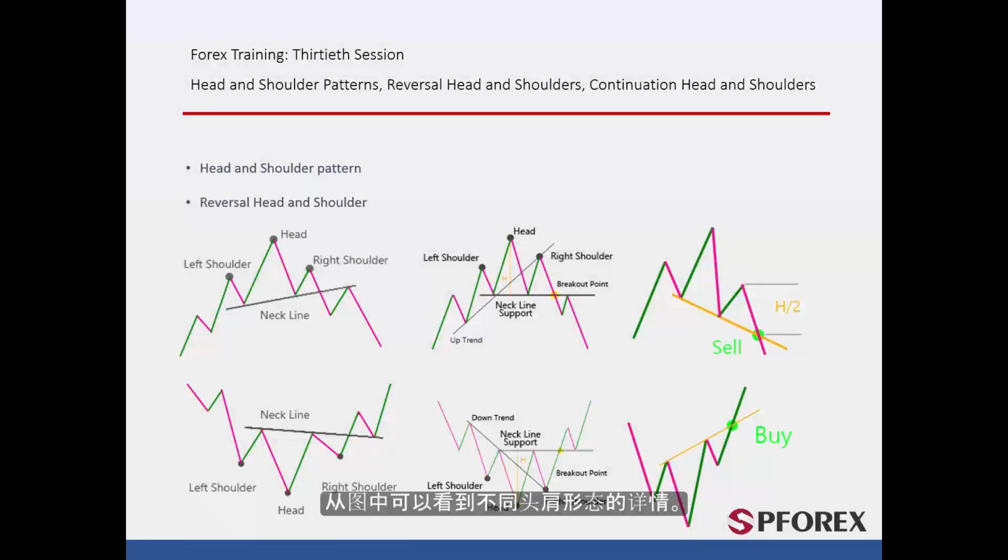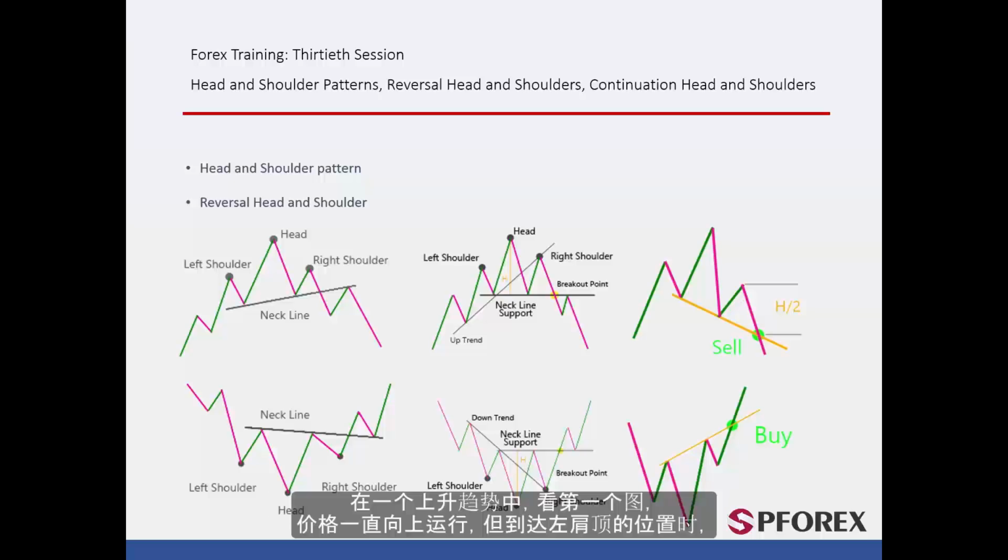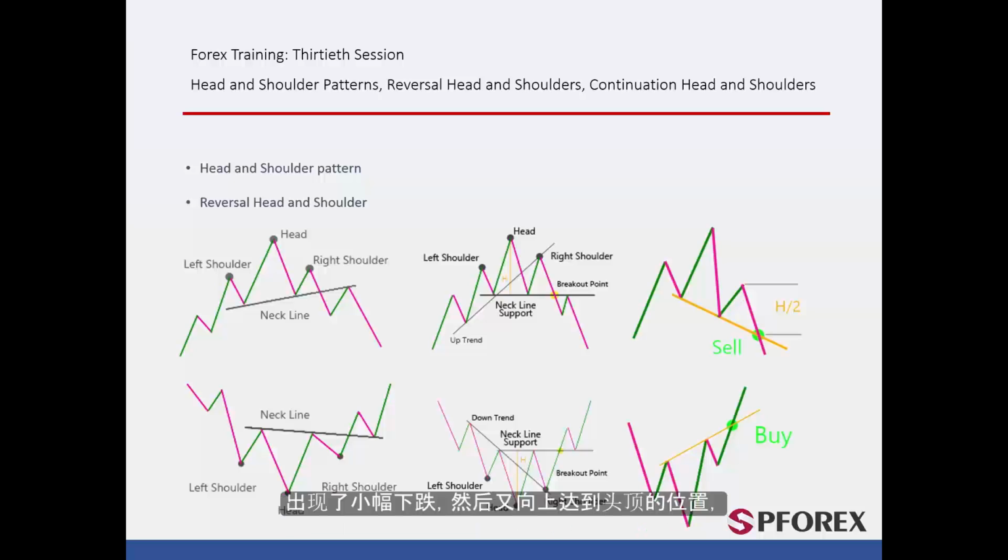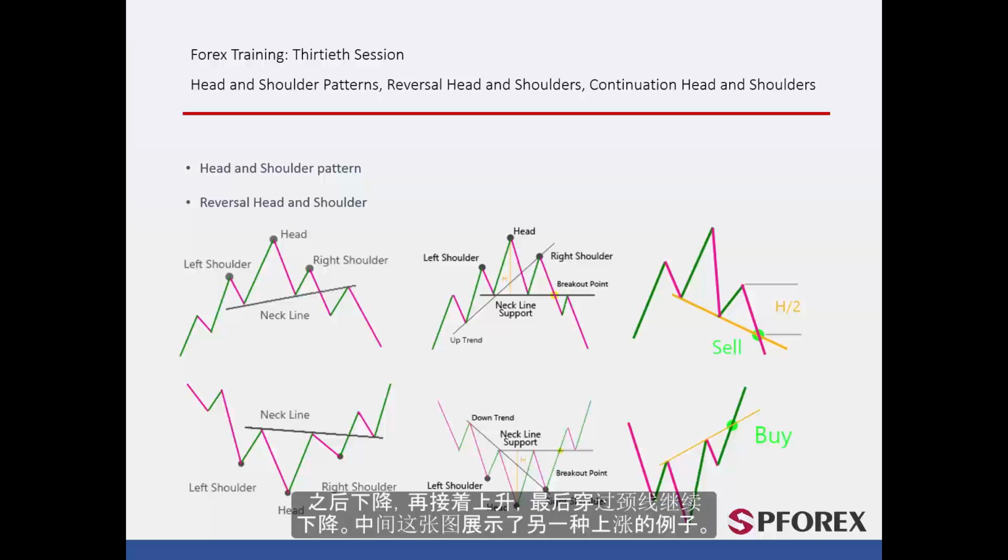Graphs illustrate the specification of different head and shoulder patterns. There are 3 various reverse types with little discrepancy. In an increasing trend, on the first graph, price moves upward in an uptrend until it reaches the left shoulder peak. Then a small decline followed by an uptrend to the head summit. Another descent followed by an ascent, and eventually the downward movement passes the neckline and declines further.